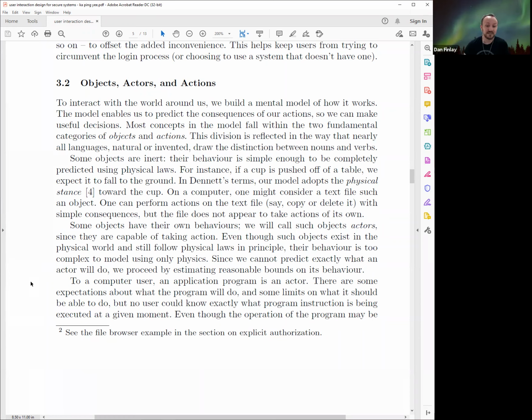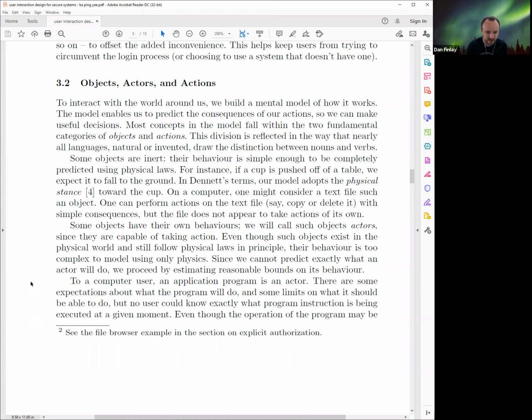Some objects, however, have their own behaviors. We call these objects actors, since they are capable of taking action. Even though such objects exist in the physical world and still follow physical laws in principle, their behavior is too complex to model using only physics. Since we can't predict exactly what an actor will do, we proceed by estimating reasonable bounds on its behavior.